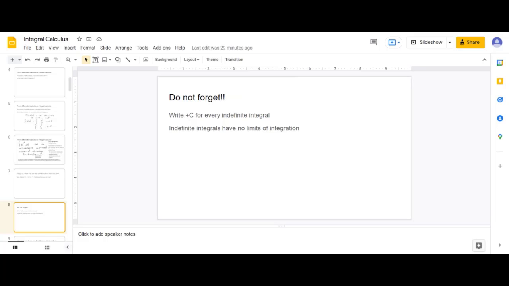So don't forget, write plus c for every indefinite integral. And indefinite integrals have no limits of integration, right? If you don't write the plus c at the end, they will count points off, okay? So don't forget to write the plus c.